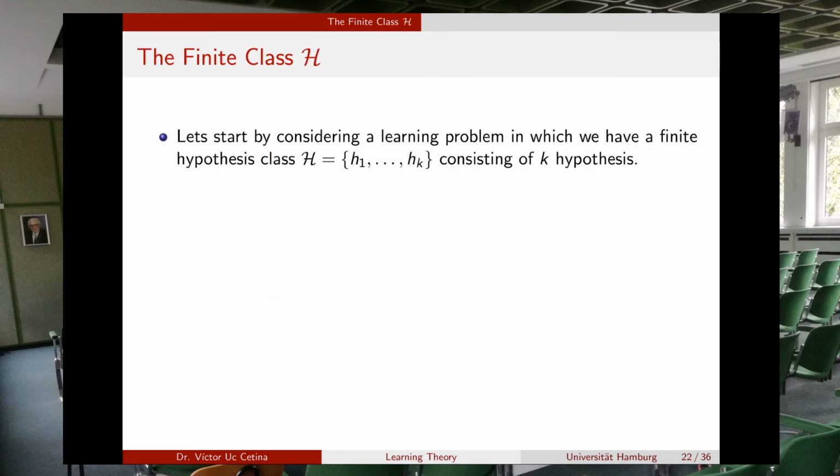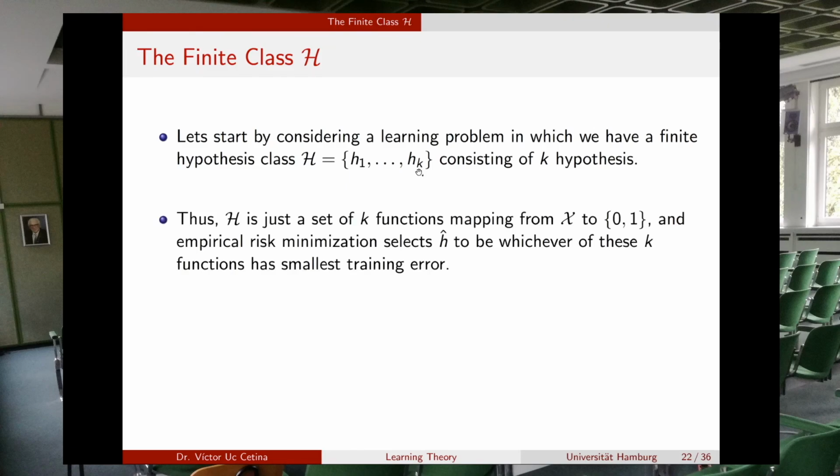So we can analyze this empirical risk minimization when we consider a hypothesis class with a finite number of hypotheses. Suppose that we have a hypothesis class with only k hypotheses. Thus, H is just a set of k functions mapping from x to 0 and 1, and empirical risk minimization selects the H that will minimize the error in the training set.